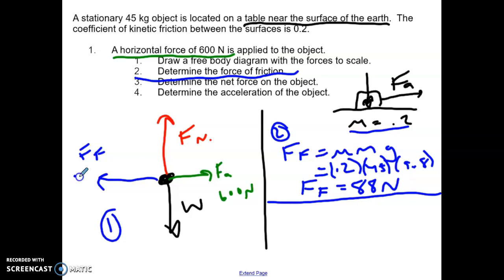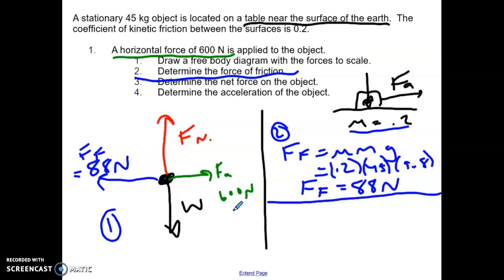If I want to come back over here and label it, I can. It's just going to be 88 newtons there. These are not drawn to scale because FA is bigger than FF. It should be drawn longer. I'm going to go ahead and put the net force in right here.